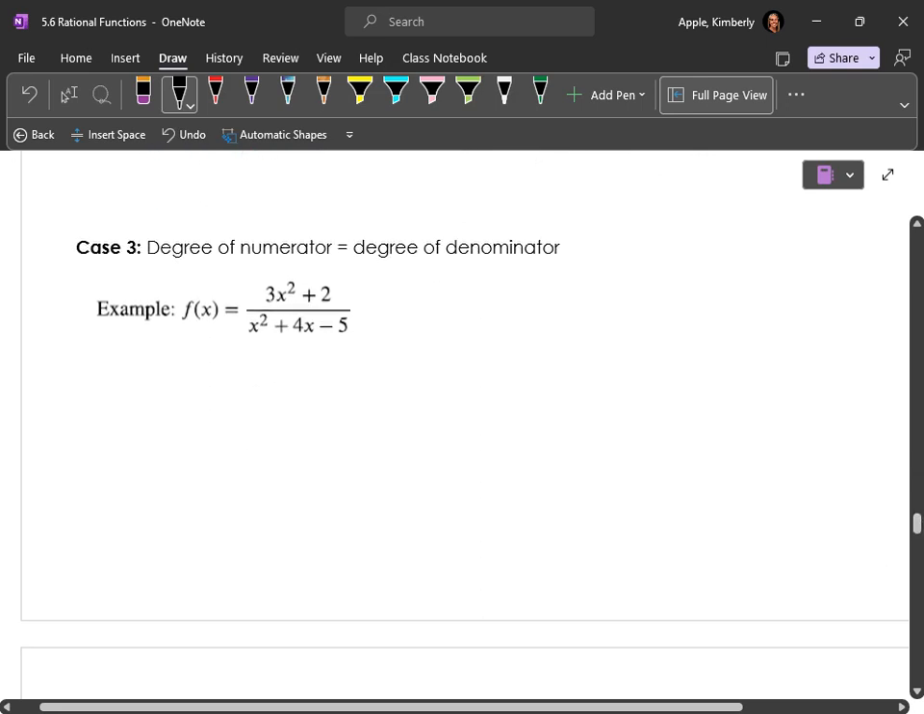Finally, case number 3 is where the degree of the numerator is equal to the degree of the denominator, in which case we take the ratio of the leading coefficients, which would be 3 and 1.